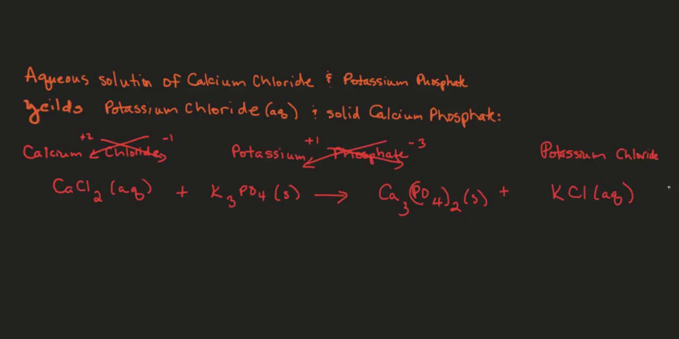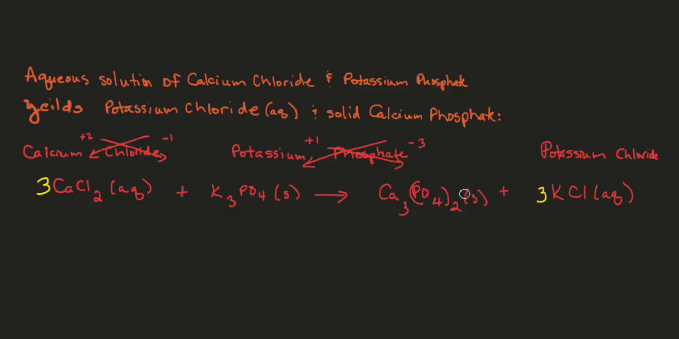So now we got to do all the elements that are not hydrogen or oxygen. So I see a calcium. So right away, let's take care of that calcium. Let's put a 3 right there for the calcium. And then potassium looks like it needs a 3 as well. And then chlorine has 6 here. And 3 there.